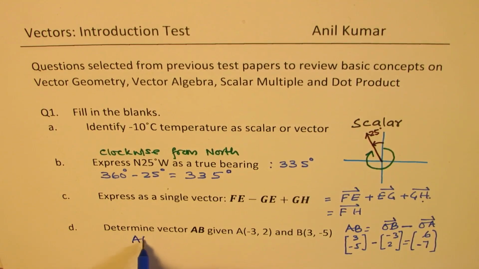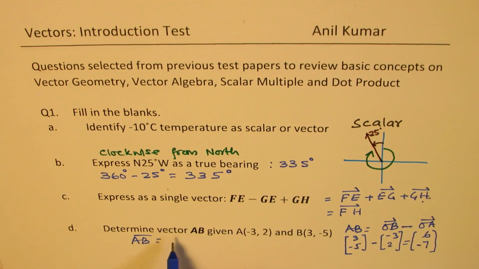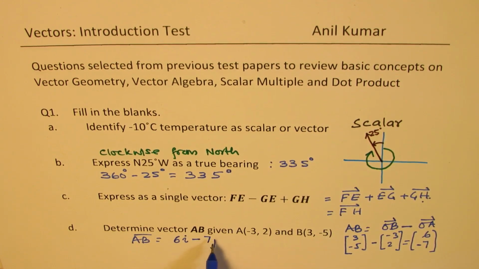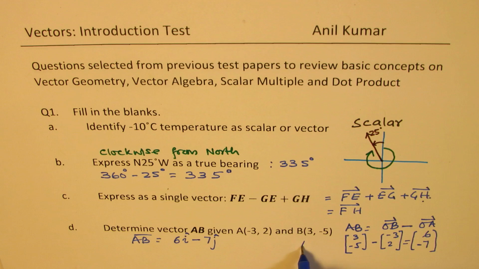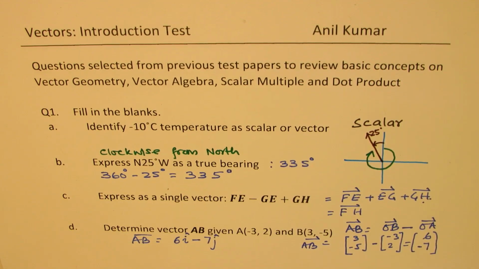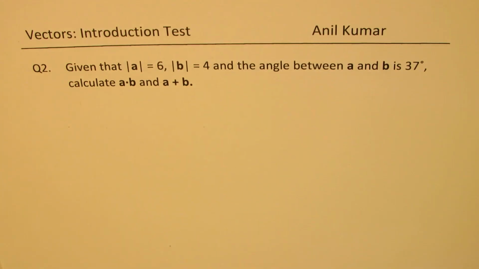So you could write vector AB in the column form. You could also write this as 6i minus 7j, right? Where i and j are unit vectors, and that is also a correct answer, right? So you could write vector AB also as 6, minus 7. Now let's take question number 2.